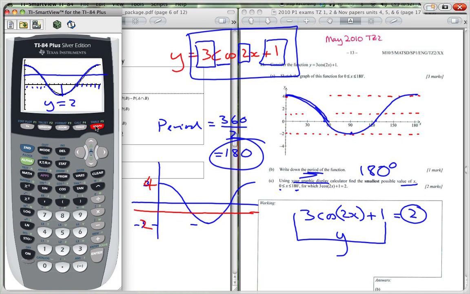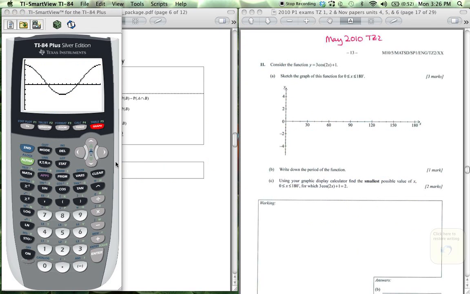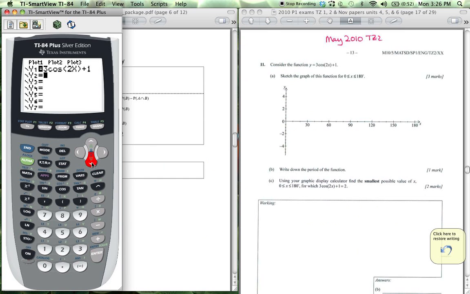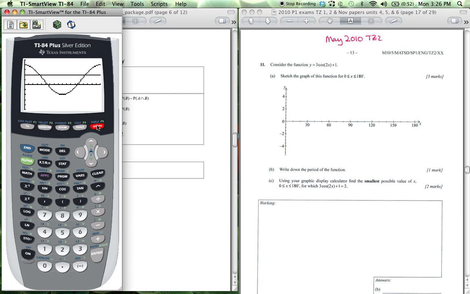Then it says find the smallest possible value for x. So we're looking at this point over here, where the two are equal. Because at that point, y is equal to 2, and also y is equal to 3 cos of 2x plus 1. So that's when both of them are equal. I will plot this in. So I'm going to have y is equal to 2. I'm going to say graph, and there we have it.